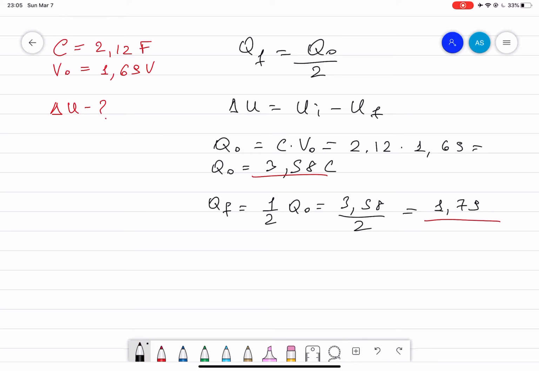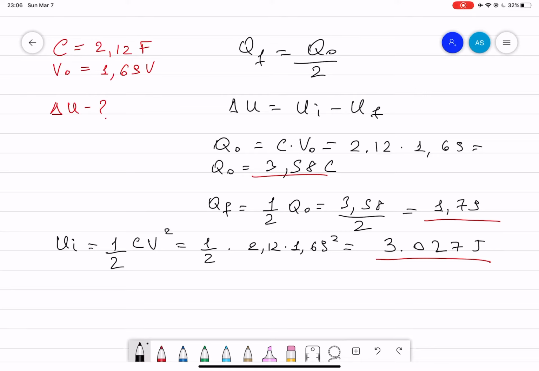Now, how can we find the U initial? U initial is basically, you can have a couple of formulas. So the easy way is just to use 1 over 2 CV squared. Now, if you plug the numbers, where you have 1 over 2 multiplied C is 2.12 multiplied 1.69 squared, and if you do calculation, you should get that it is equal to 3.027 joules.